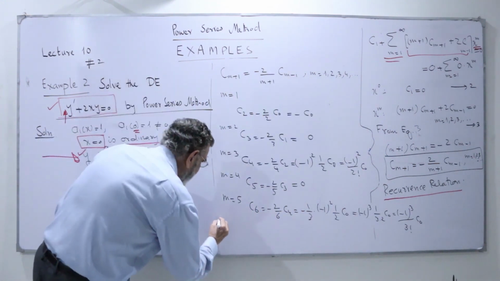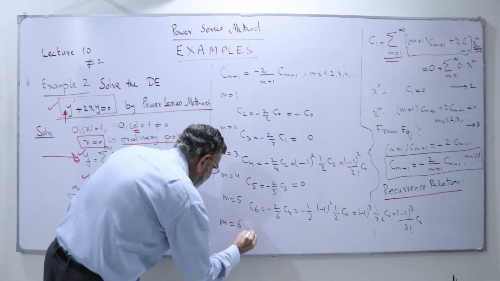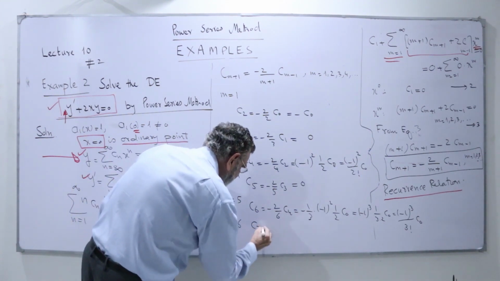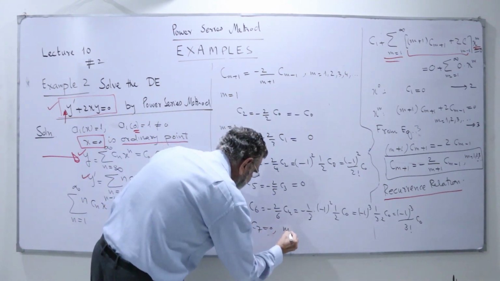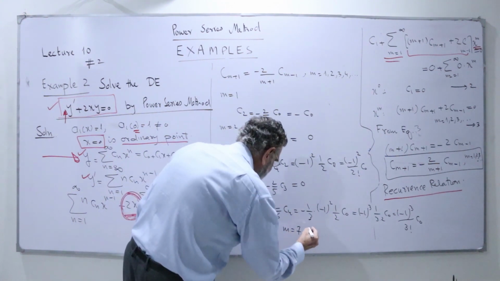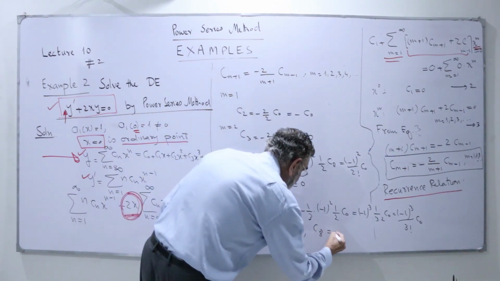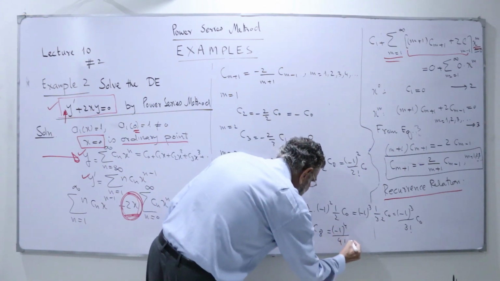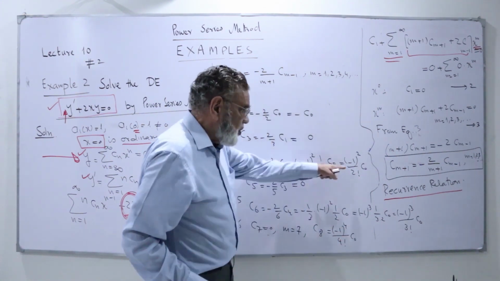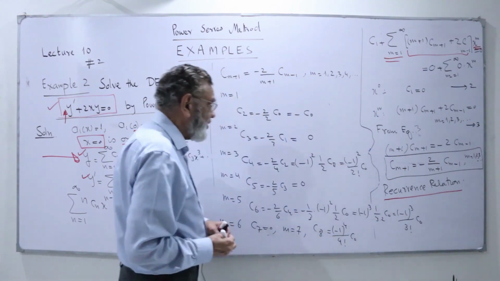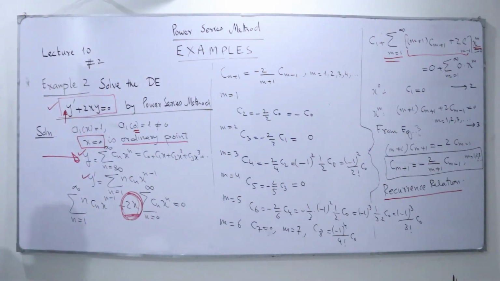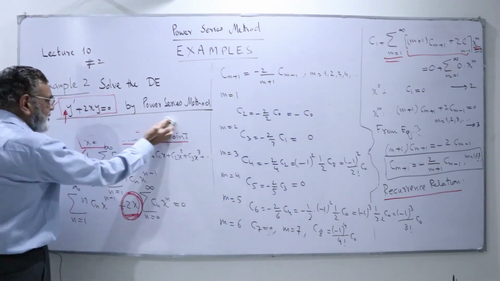For m equal to 6, we have c7 equal to 0. And for m equal to 7, we get c8 equal to minus 1 upon 4, minus 1 to the power 4, 4 factorial c0. As we have 2 factorial, 3 factorial, we get 4 factorial. So I have these values. Now I substitute these values in my series and I can write my solution.